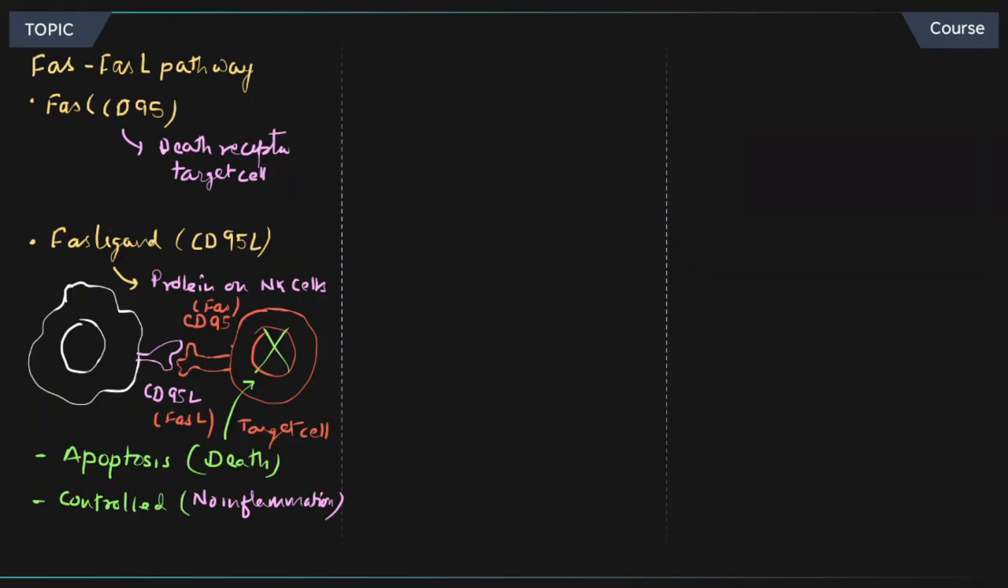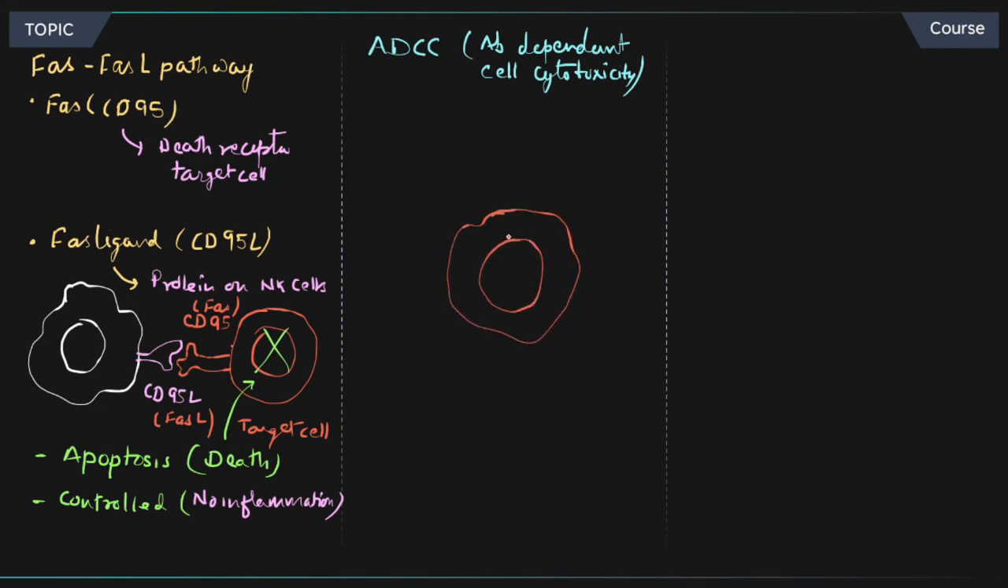Now, the second mechanism is ADCC. ADCC is antibody-dependent cell cytotoxicity. Let me write it down. Let me show you in an illustrative way. Let me draw the NK cell. Let's draw the target cell first. Let's suppose this is the target cell. It will express that antigenic dot that you're seeing over here. That's the antigen, and the antigen will basically bind with antibodies, right?